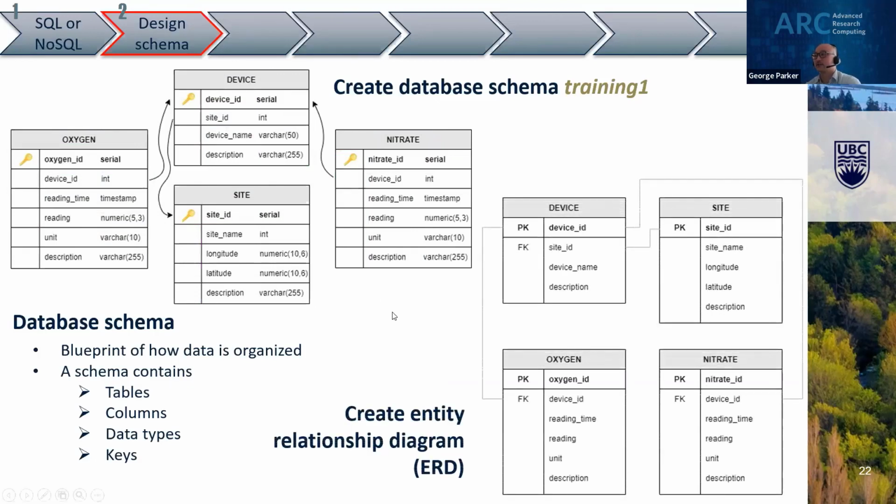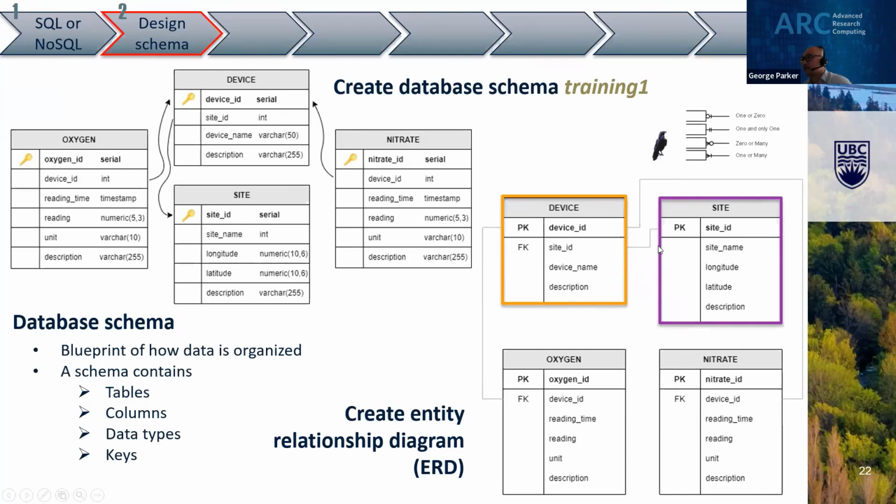Then I can move on to this ER diagram. Once again, the ER diagram is to show the relationships between your entities. And we're going to use this crow's-foot notation to add the symbols on both ends of our relationships. We're going to do the device and the site first.